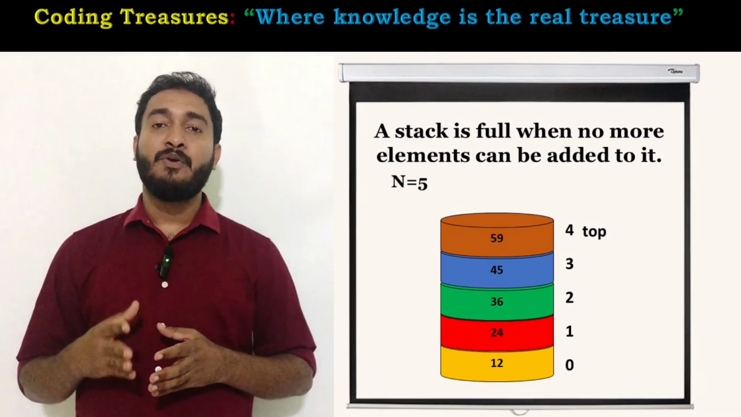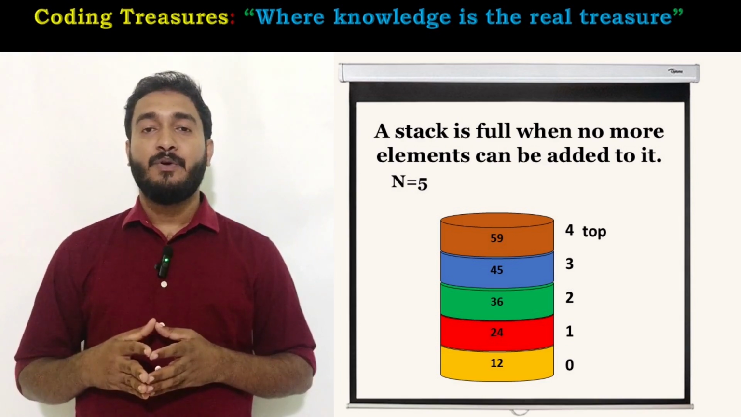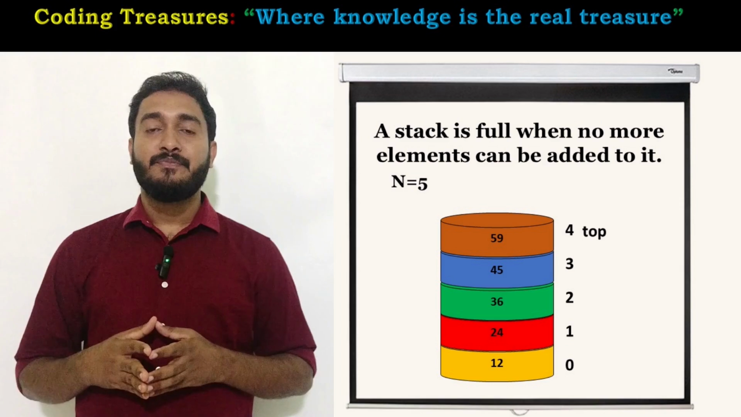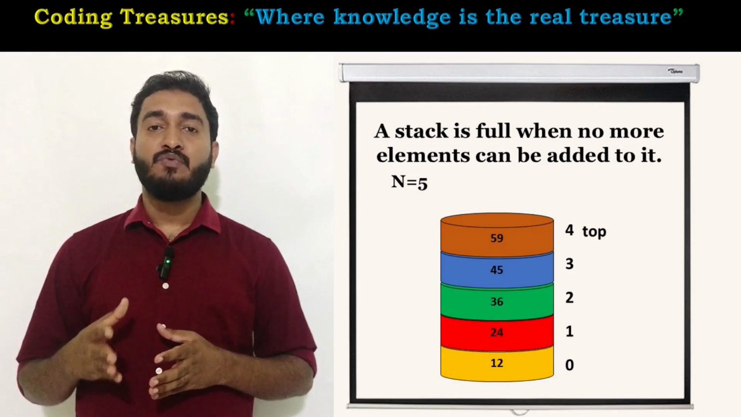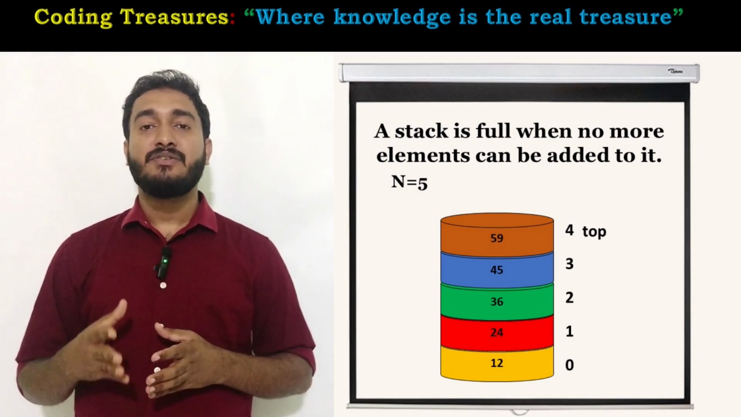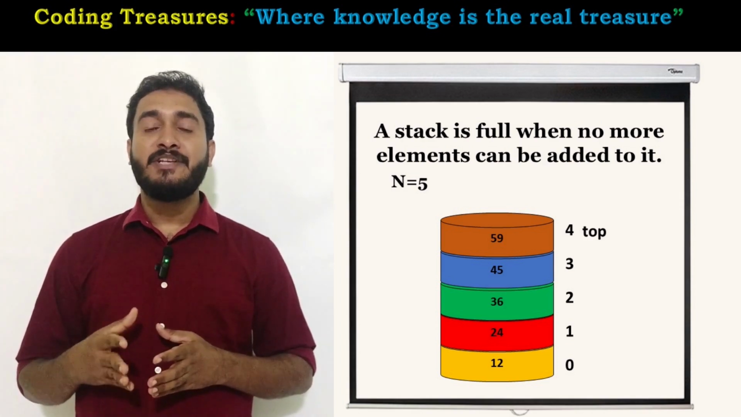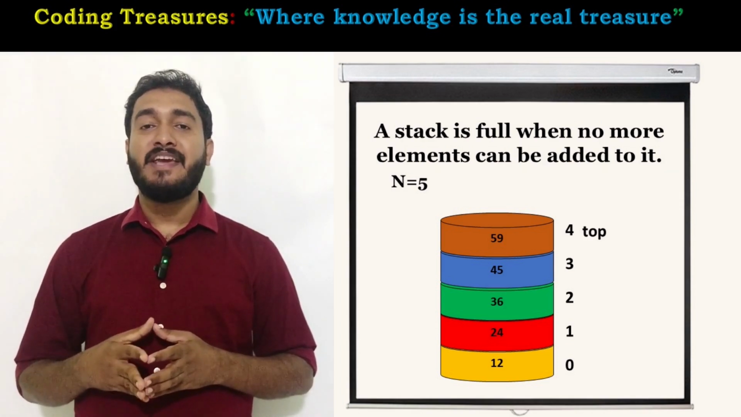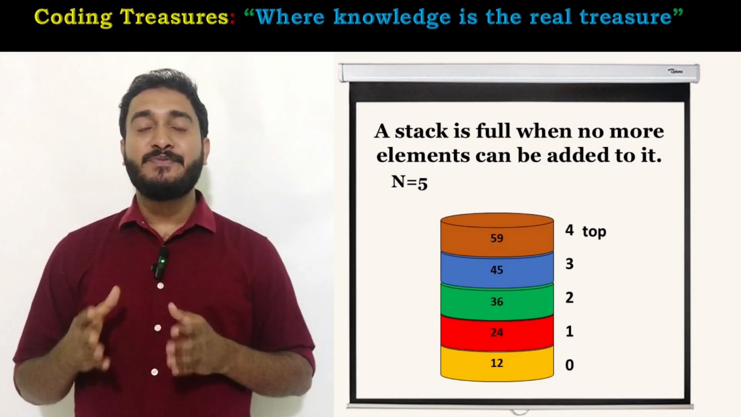Now what is the value of top? Now top is equal to 4. What is the value of n? N is equal to 5. So what we understood from this: when top is equal to n minus 1, the stack is full. The top is 4, n minus 1 is also 4. So in this case, the stack is full.